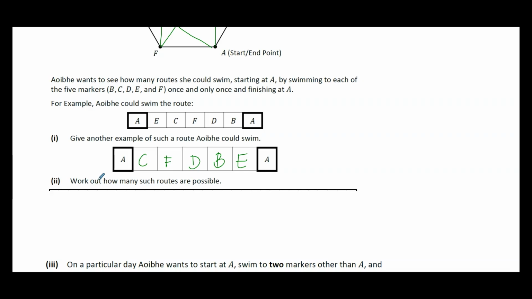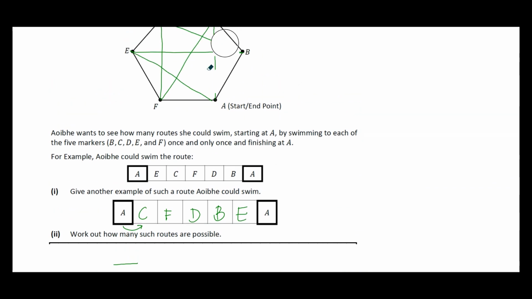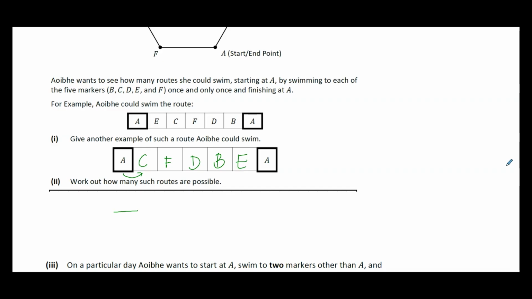Now that you are getting what that means, we work out how many such routes are possible. Doing the first part, from A to C, how many options does she have? When she's starting here at A, how many options does she have? She has 5, isn't it? Because there are 5 different points. So she picked a point.